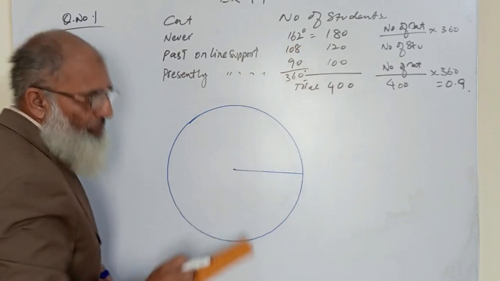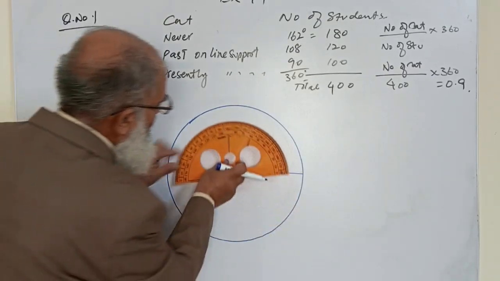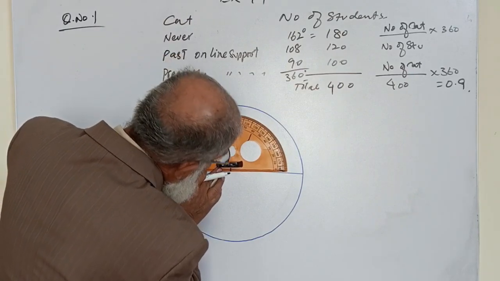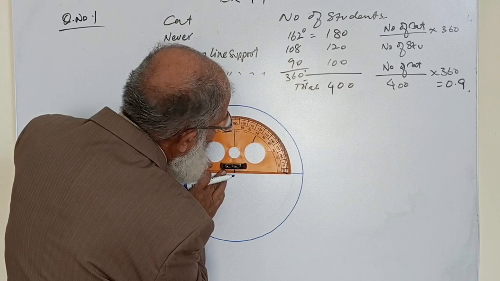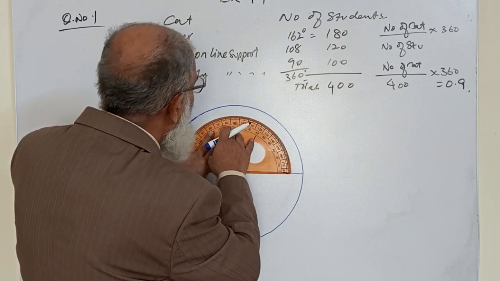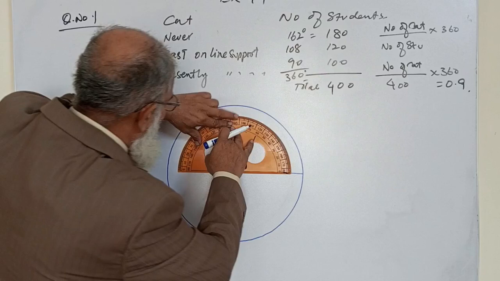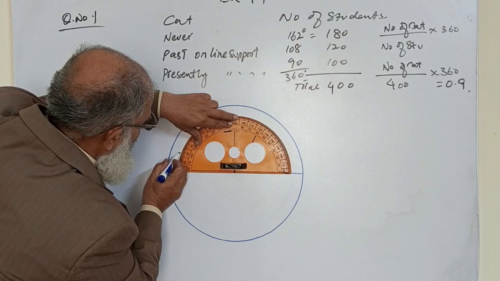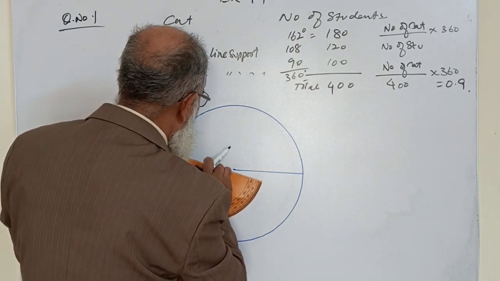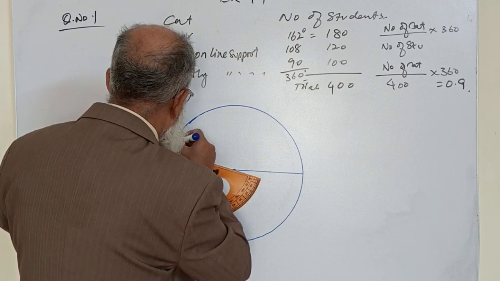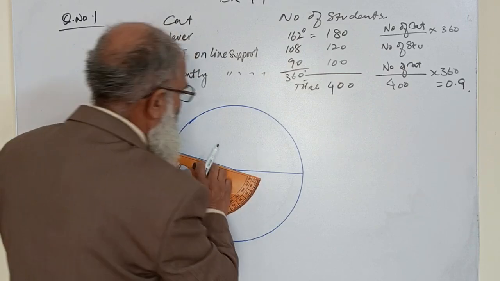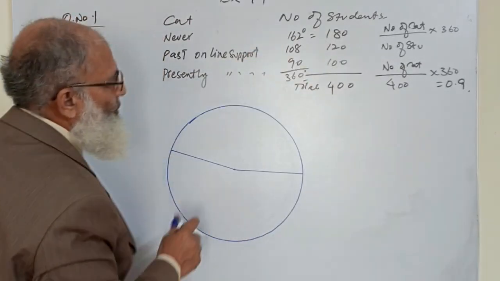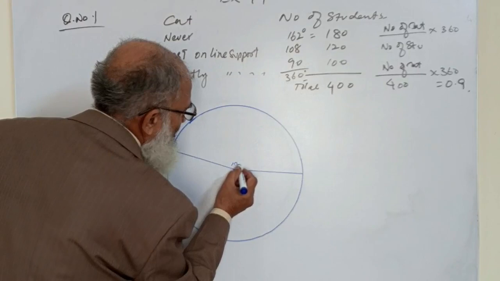Okay, now first we have to draw 162 degree angle over here. 162 degree. Now it will become over here 162. Now this will be our angle for the first category, 162 degree for 180 students. Now this is 180 students.